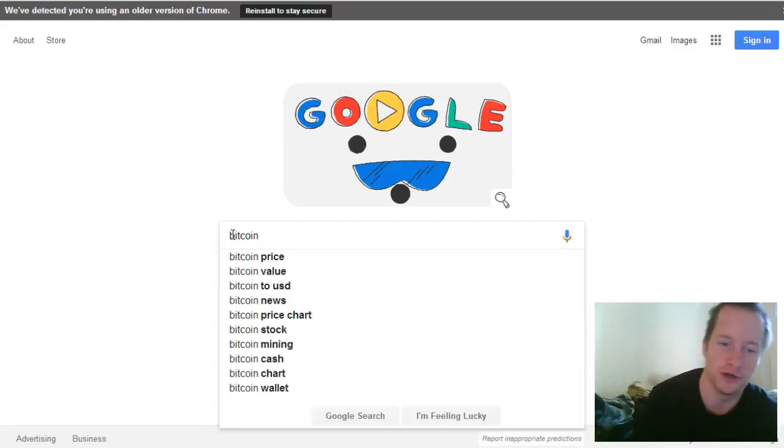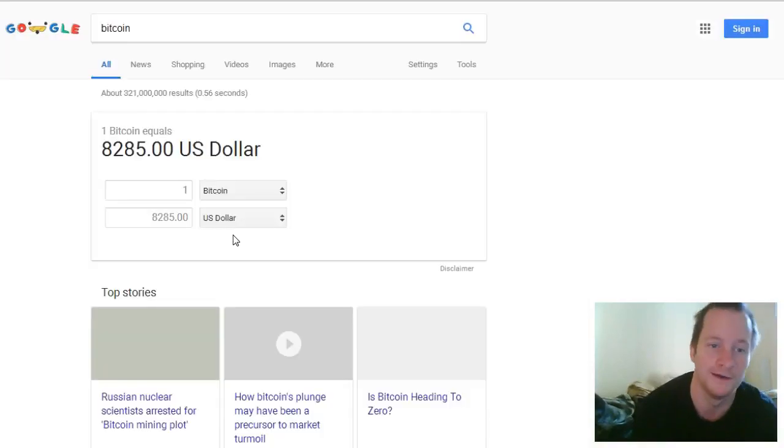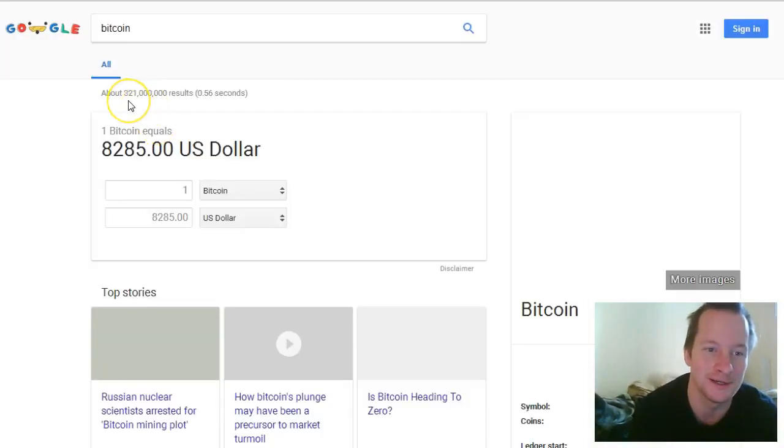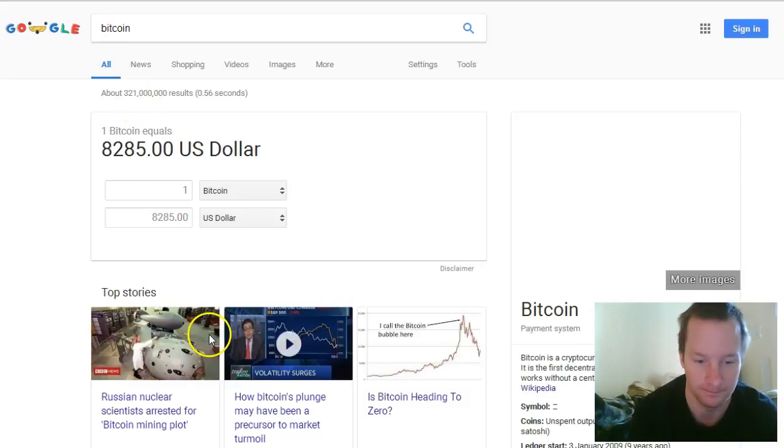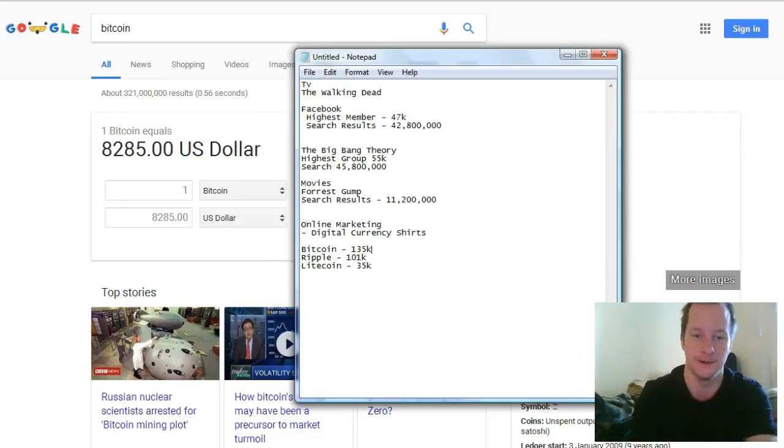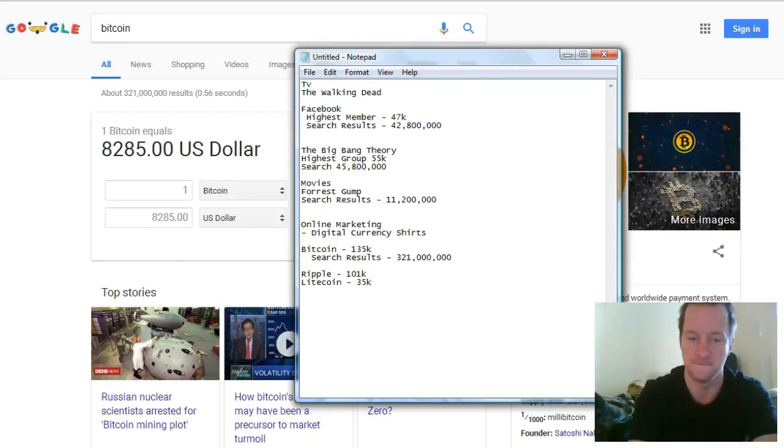So of course with Bitcoin you got Bitcoin price, Bitcoin value, Bitcoin USD. So let's see what it ranks in search. Wow. It searches 321 million. So Bitcoin search engine results brings back 321 million results. So let's get some ideas for t-shirts for Bitcoin.